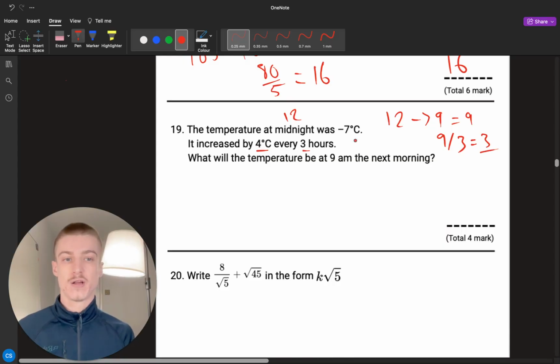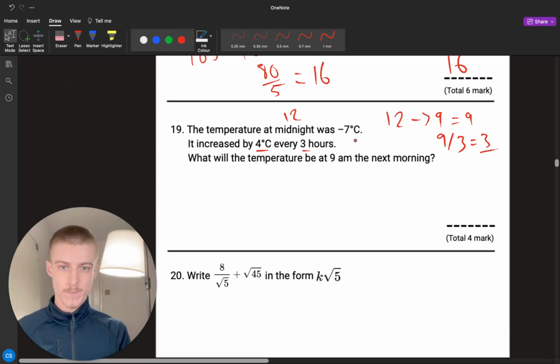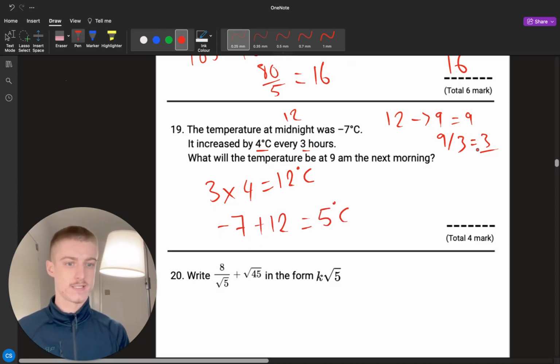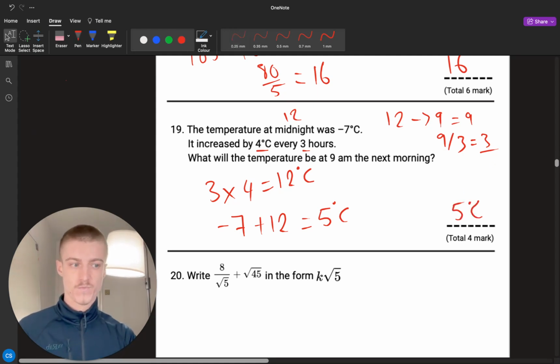We know that it increased temperature 3 times. And it increases by 4 degrees. So 3 times 4 gives us a 12 degree increase. If we were starting at -7 and we're adding 12, that gives us 5 degrees Celsius. 5 degrees at 9 a.m. Okay.